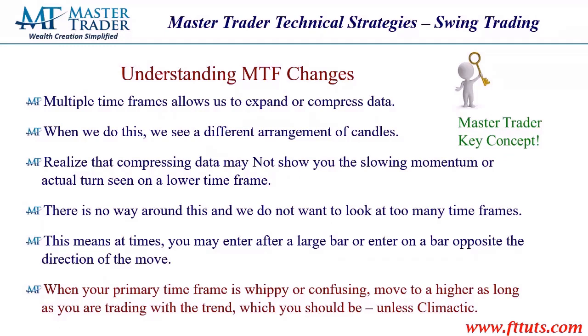What are we doing with them? We're expanding data, we're compressing data. So as we look at higher time frames, we're taking data from a lower time frame and we're compressing it. When we take higher time frames and we expand the data, we're going to longer time frames. So when we do that, we see a different arrangement of candlestick patterns or pictures. So when we compress information, we may not actually see momentum slowing down or an actual turn in that lower time frame, which is normal.